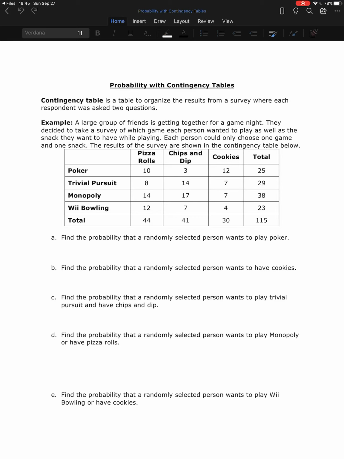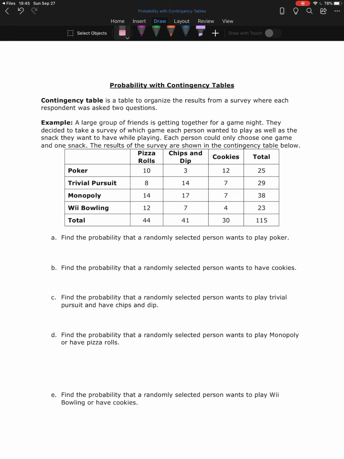And then we have the total for each row and each column, telling us how many people voted for that snack and then how many people voted for that game. And then on the inside part of this, we see how many people voted for that game and that snack. So for example, this first one here, I'm going to circle it for a minute and then I'm going to erase it. 10 people said they wanted to play poker and they wanted to have pizza rolls while playing poker. That's what that number represents.